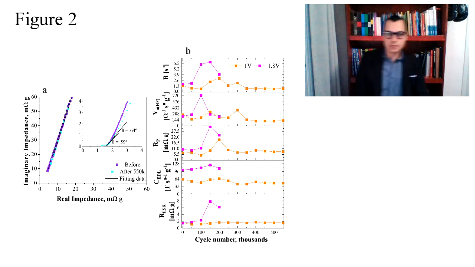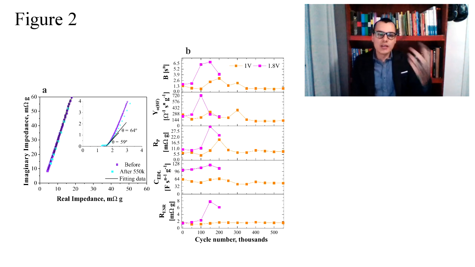EIS test. Such investigation was done during 550,000 cycles for the 1 volt device, and during 200,000 cycles for the 1.8 volts capacitor. And after that, these capacitors crashed.